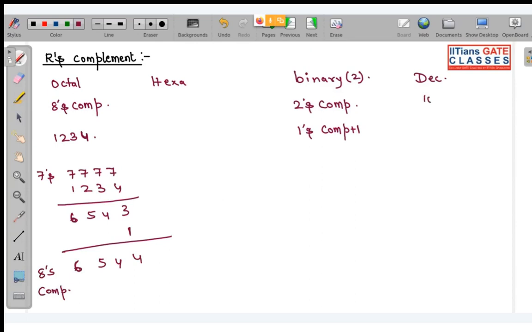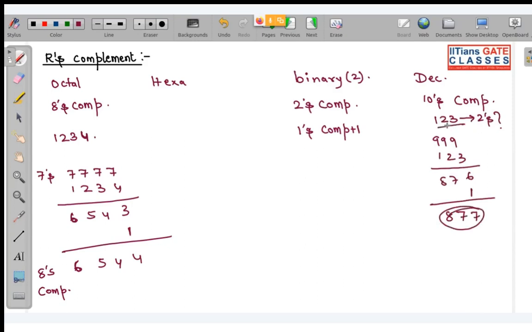Similarly, in decimal number, we have 10's complement, that is r's complement. So this is 10's complement. If I want to calculate 10's complement of 1 2 3, once again I need to calculate 9's complement of 1 2 3 first. So this will be 8 7 6. To this add 1. So this will be 8 7 7. So this is the 10's complement of 1 2 3. Is this clear, everyone? Whatever I just explained right now? Is this clear to everyone?